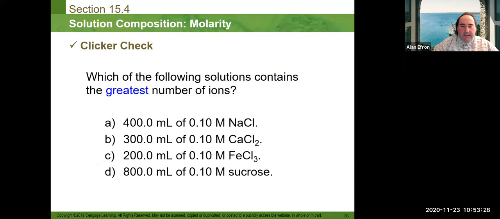Okay, so why don't you take a minute or so here and see what you come up with on this one. We're looking for which solution here actually has the greatest number of ions. So a hint on how to approach it is to think about the total moles of ions that you have floating around in that solution, positive ions, negative ions, in each of these. So take a minute or two and see what you come up with, and then we'll talk about it.